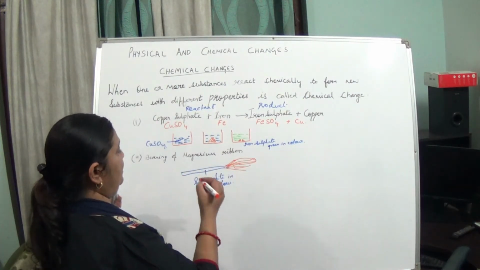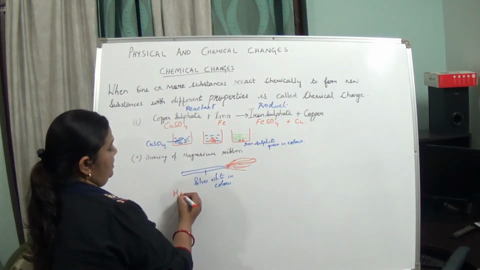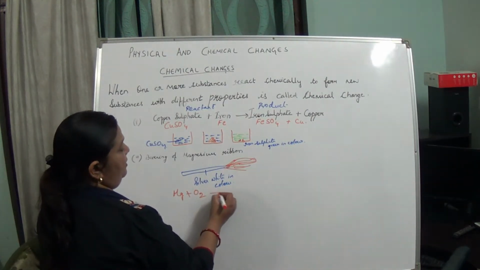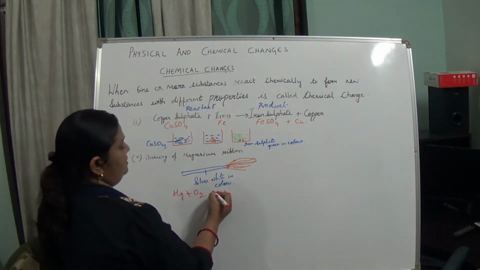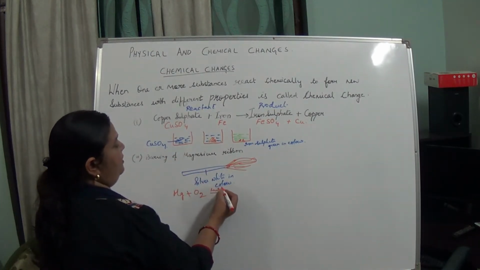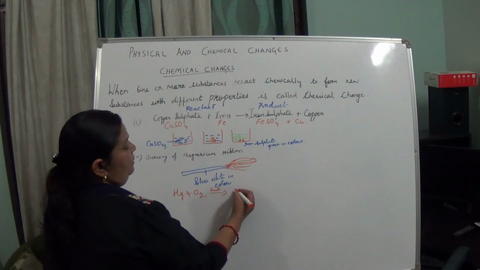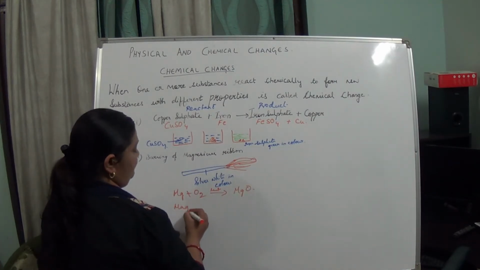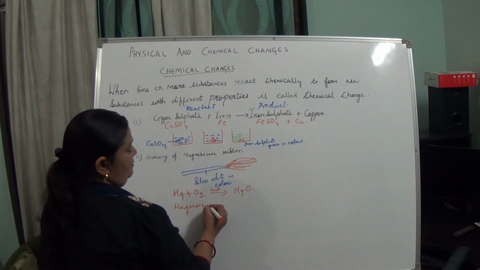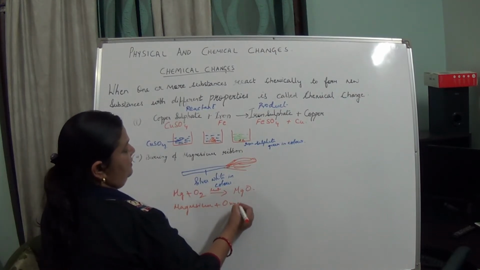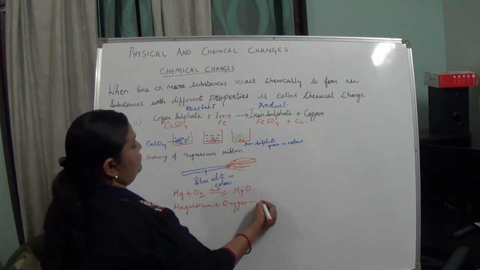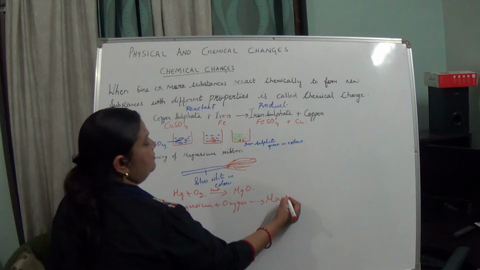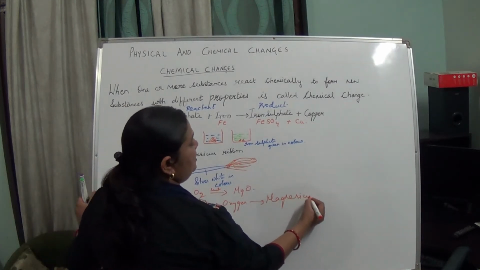Actually, what has happened here? We have taken magnesium and we have burned it. If you are burning, oxygen is present over there. You have heated it or burned it, and what we are getting now is magnesium oxide. So magnesium plus oxygen gives magnesium oxide.